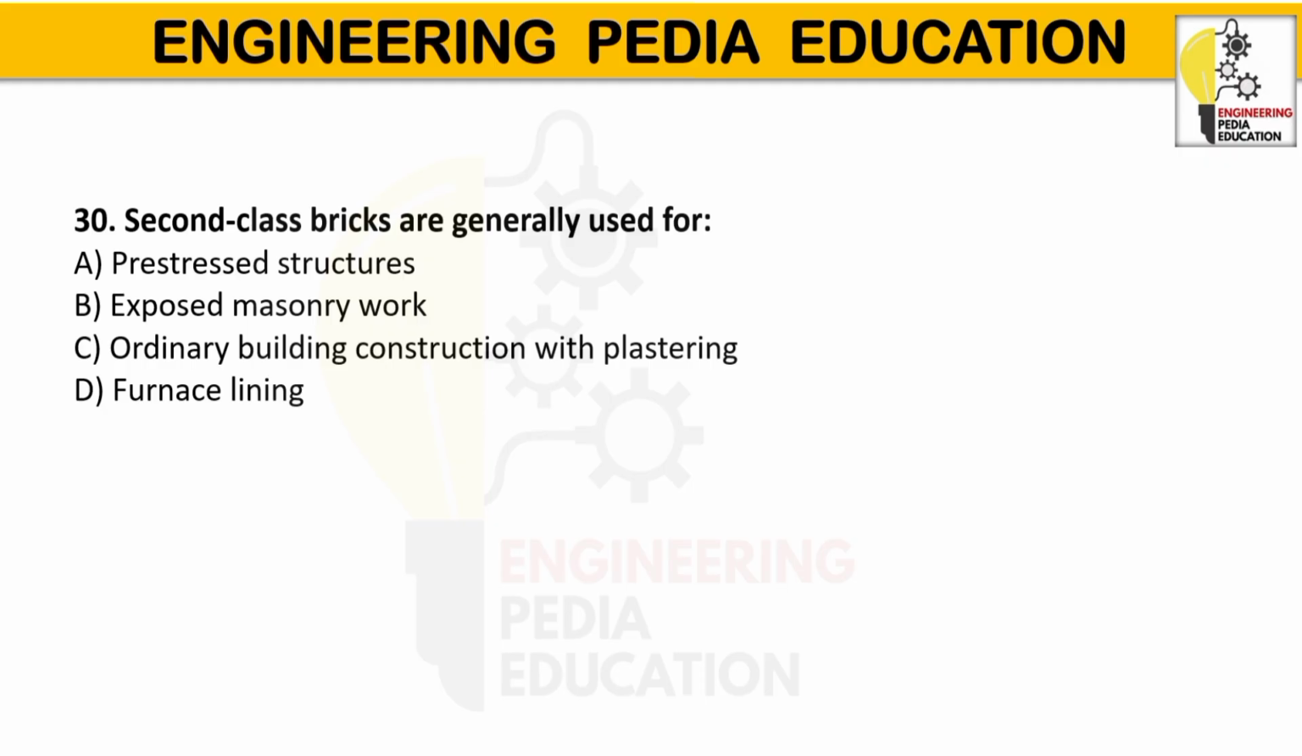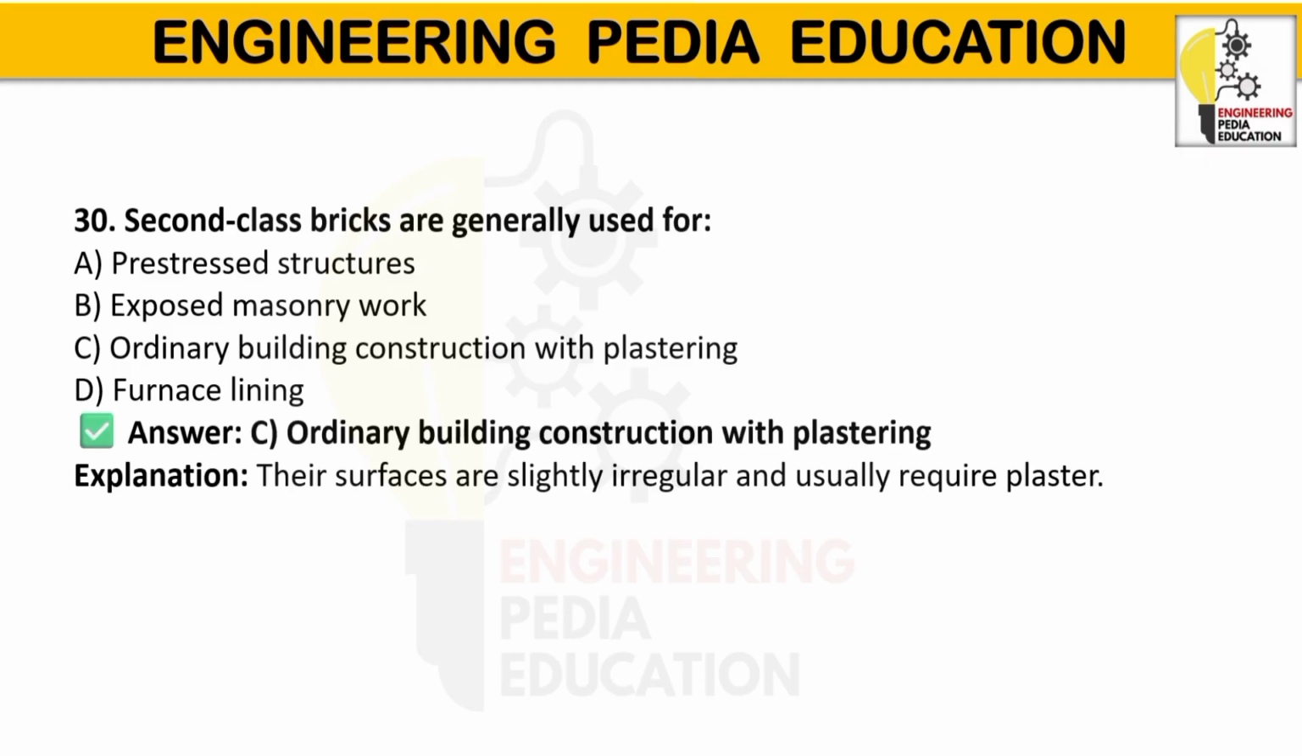Second class bricks are generally used for pre-stressed structure, exposed masonry work, ordinary building construction with plastering, furnace lining. The correct answer is ordinary building construction and plastering. Their surfaces are slightly irregular and usually require plaster, so they are used mostly in ordinary building construction.